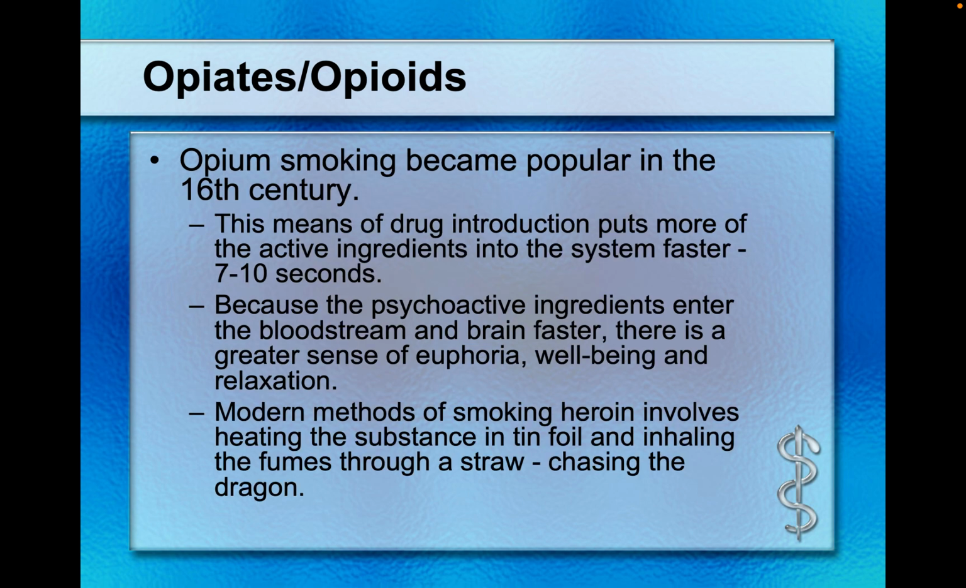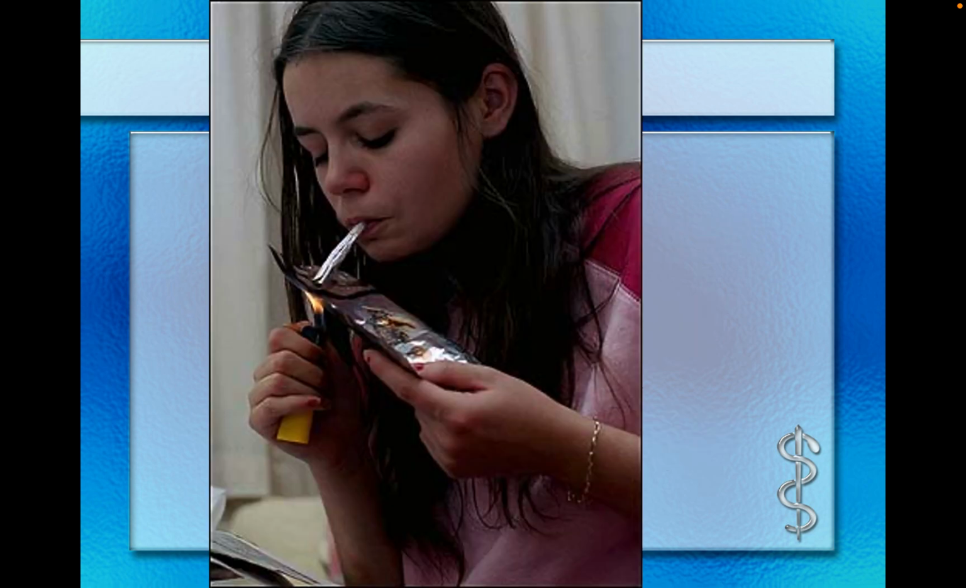Opium smoking became popular in the 16th century. This means of drug introduction puts more of the active ingredient into the system much faster, about 7 to 10 seconds. Because the psychoactive ingredients enter the bloodstream and brain faster, there's a greater sense of euphoria, well-being, and relaxation. Modern methods of smoking heroin involve heating the substance in tin foil and inhaling the fumes through a straw. This is known as chasing the dragon, and that's what it looks like.